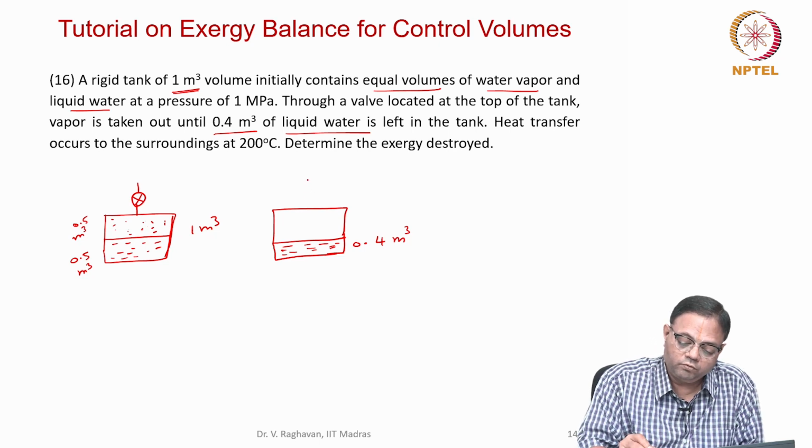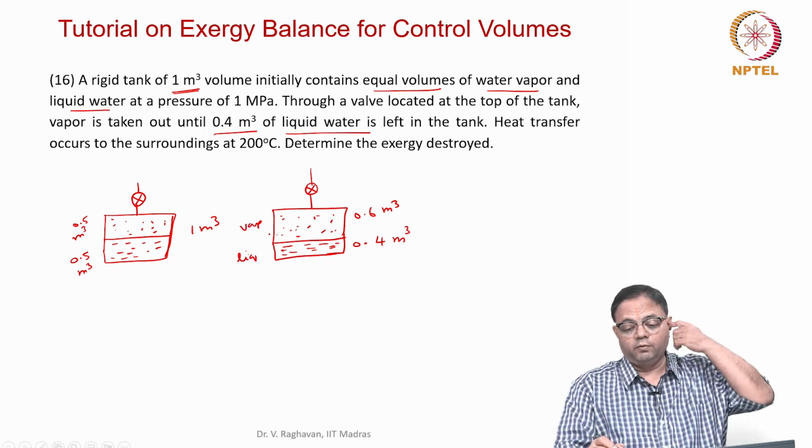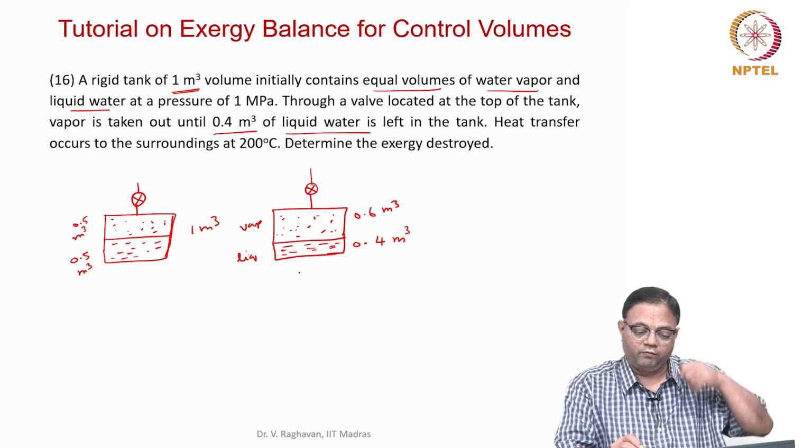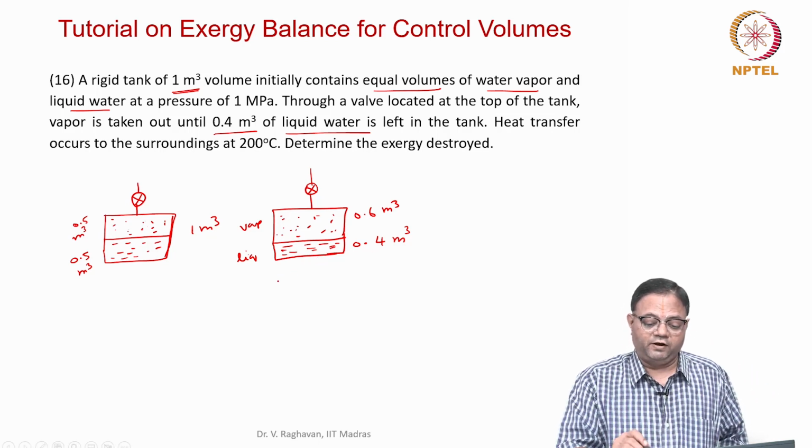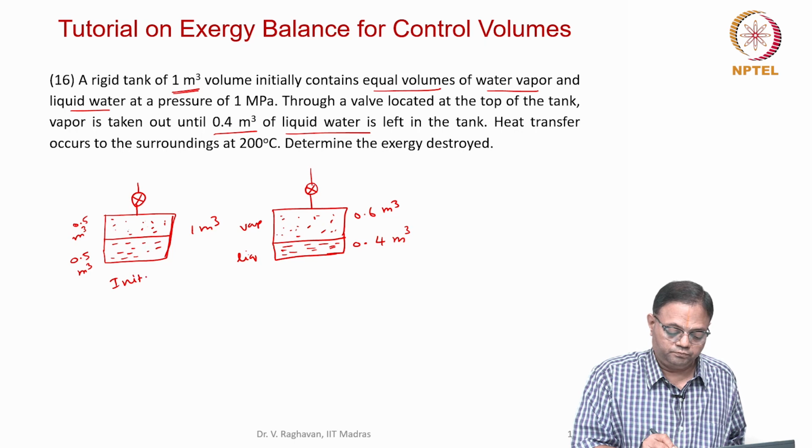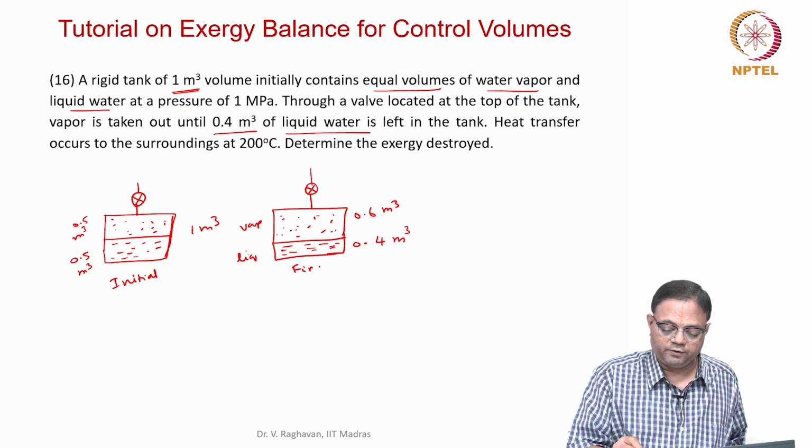Now vapor occupies the remaining volume. So this is 0.6 meter cube. This is vapor and this is liquid. Always liquid will be at the bottom. So it's a mixture of vapor and liquid always. So this is the initial, this is the final state.